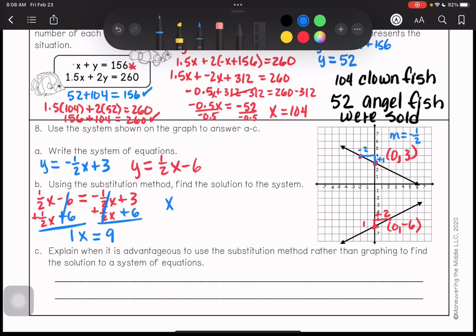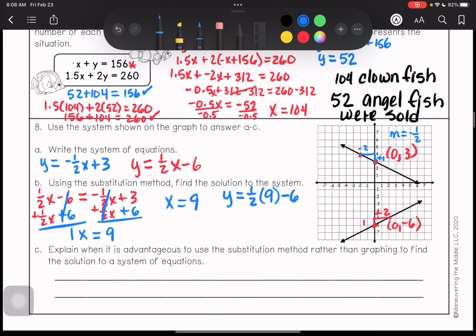Therefore, x equals 9. Now that I have the value of 9, I can plug it right back into the original equation, which is y equals 1/2 times 9 minus 6. Half of 9 is 4.5, or 4.5 minus 6. Therefore, y equals negative 1.5.